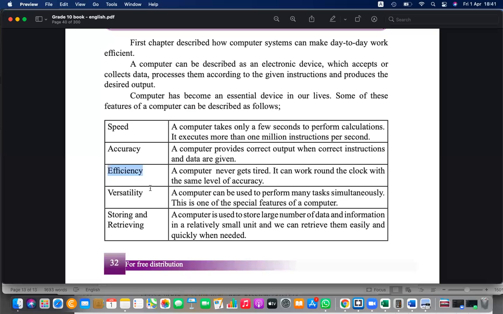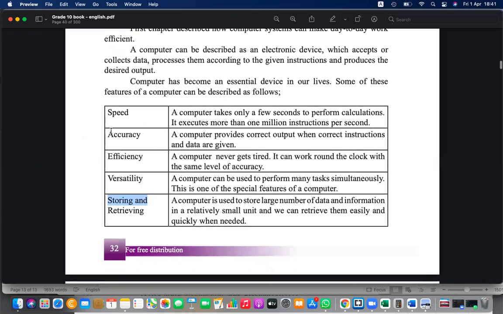Versatility means it can do multiple works. While watching a video, you can download something. Likewise, it can perform multiple works. And storing and retrieving facility: it has high storage. You can save and retrieve. You can save millions of books and thousands of movies in your computer. It has high storage capacity, and allows you to retrieve those anytime. So those are the features of computers that we need to know: speed, accuracy, efficiency, consistency, versatility, and storing and retrieving facilities.